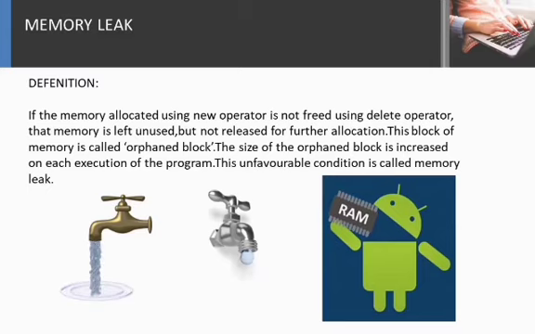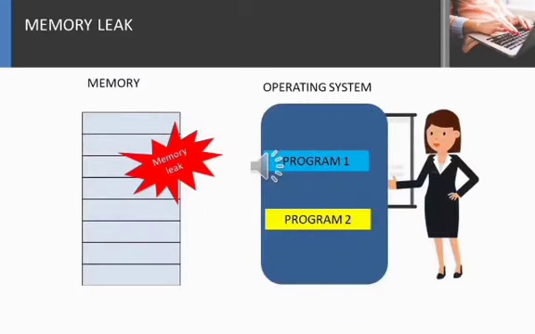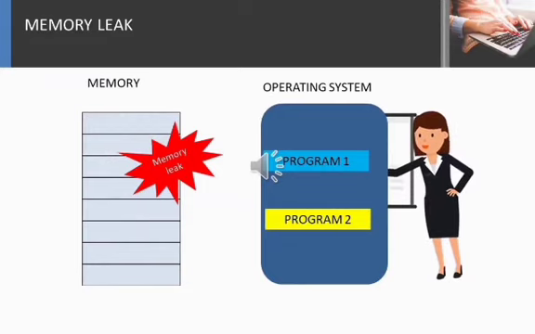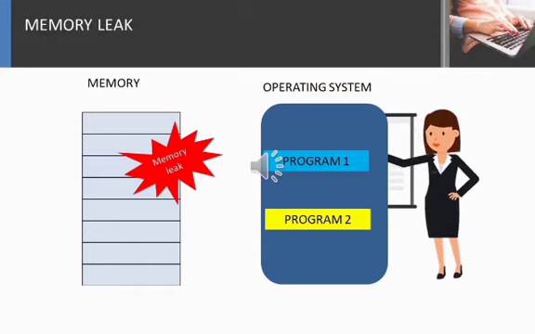Let's see how memory leak happens in our device. Here you can see a memory and an operating system, right? You know that the memory is under the control of the operating system. The program is run by the operating system, no? So, as the program runs, it requests memory from the operating system. The operating system allocates memory to the program. And it is the responsibility of the program to release unneeded memory back to the operating system.